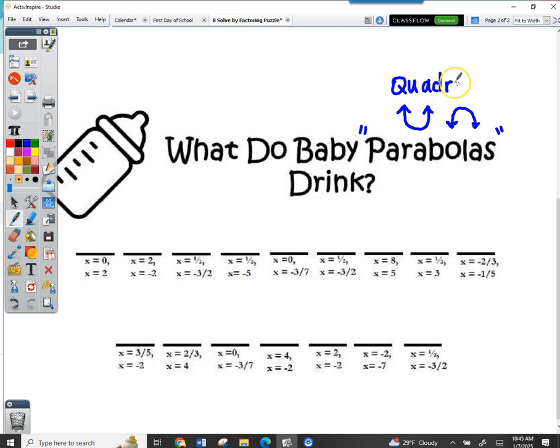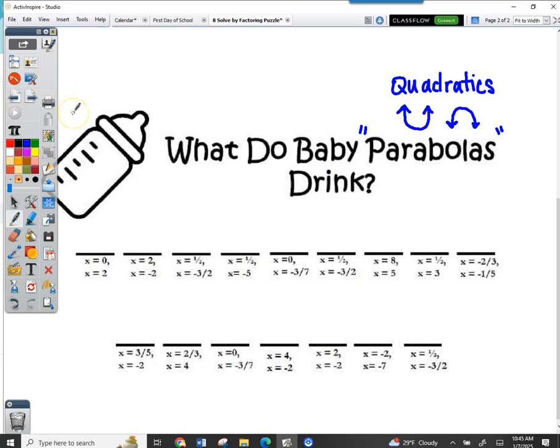Now, before Christmas, we were studying solving quadratics. Parabola is kind of like the slang word for the graph of a quadratic, okay? So they're the same thing. If you say parabola, you also mean quadratic. If you say quadratic, you're talking about a parabola. So what did baby parabolas drink?